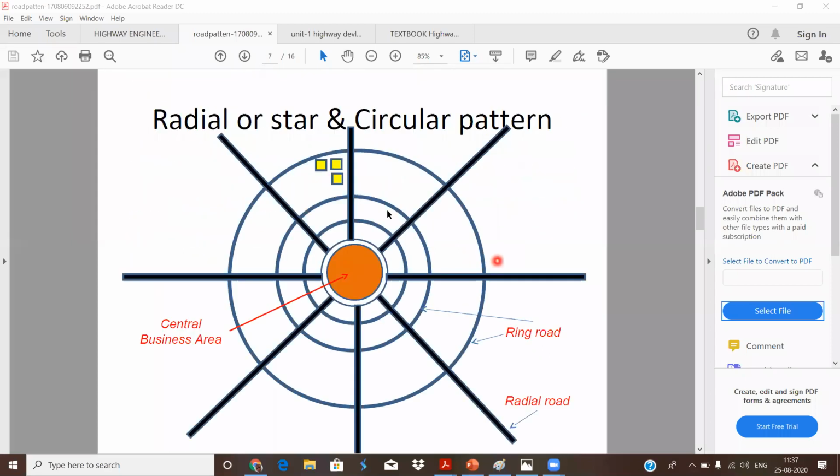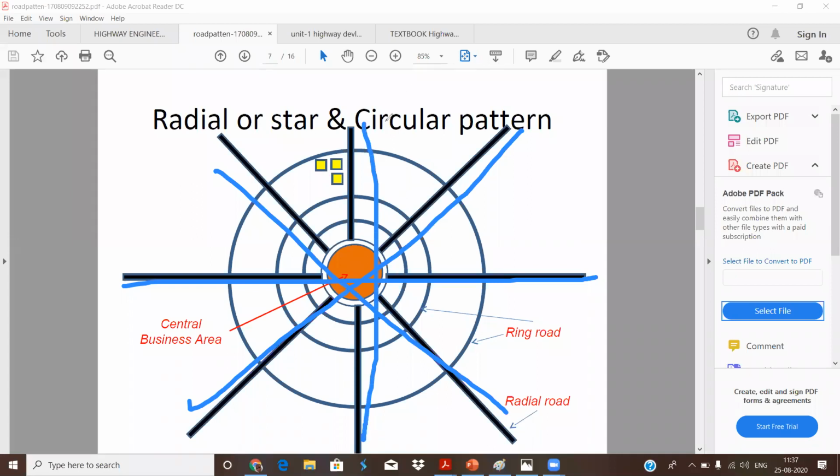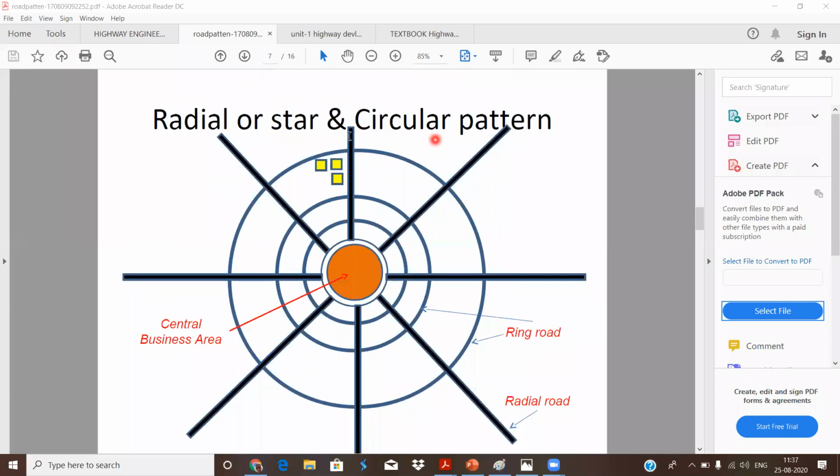So radial and circular pattern. Again, these are also radial lines. Okay, so in these radial lines, at the end of the roads we are connected in a circular way. So these roads are interconnected by circular paths. If you see this while I move my cursor, the roads between the radial lines are connected by a circular shape. Okay, this is the circular road network.